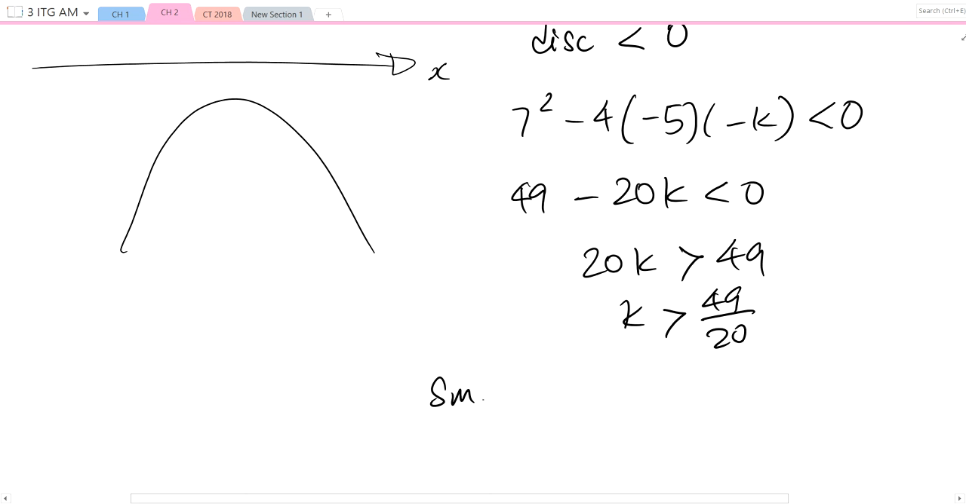So smallest k equals to 3. Is that the correct answer? Okay, then you got it already. Did I ask you to find x? No, they didn't ask you to find x. No, not all negative values of x, for all real values of x. So x can be anything: positive, negative, decimal, irrational, rational, anything.